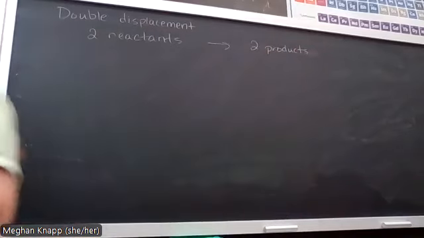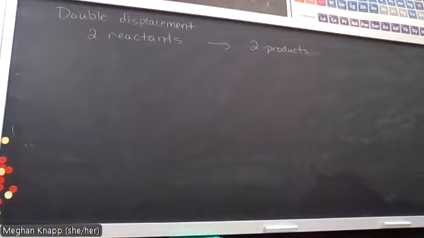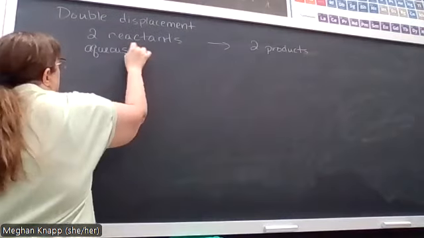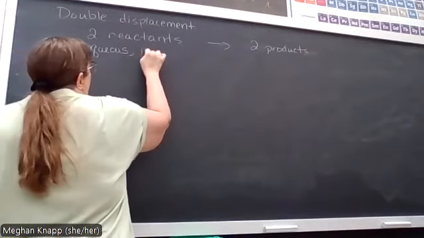Okay, so in a double displacement reaction, you're going to have 2 reactants and 2 products. On this side of the board, the names are all based on how many reactants and how many products you have. So this one's 2 reactants go to 2 products. We also have more information about the reactants. They are aqueous and they are ionic.